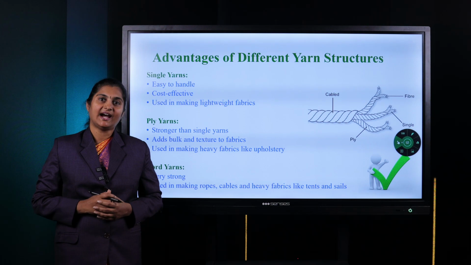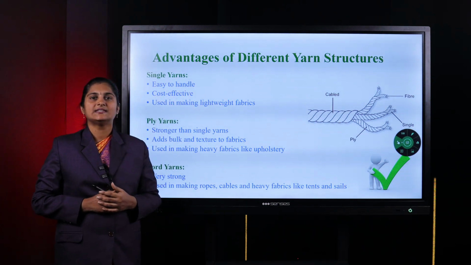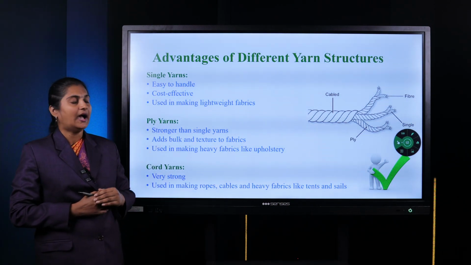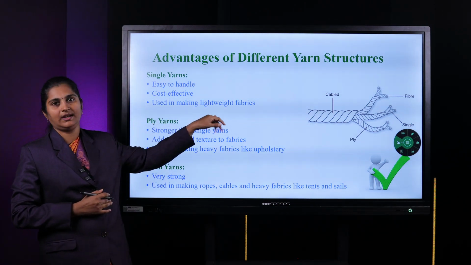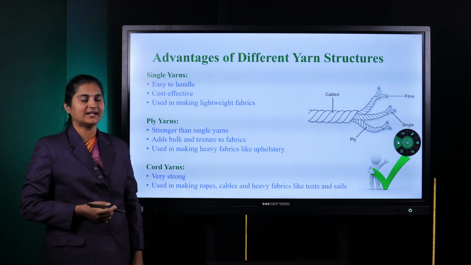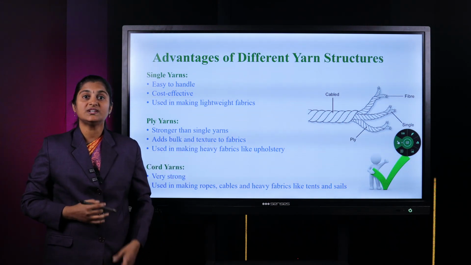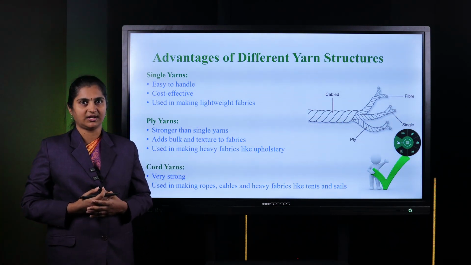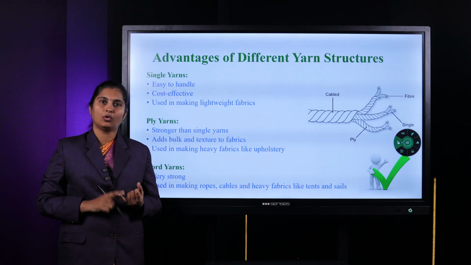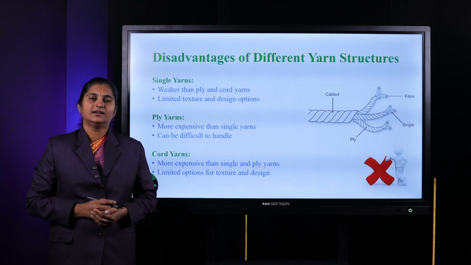Next, let us discuss the advantages of different yarn structures. Single yarns are easy to handle and cost effective. They are used in making lightweight fabrics. Ply yarns are stronger than single yarns and they add bulk and texture to the fabric. They are used in heavy fabrics like upholstery. Next we have cord yarns which are strong and used in making ropes, cables, and heavy fabrics like tents and sails.